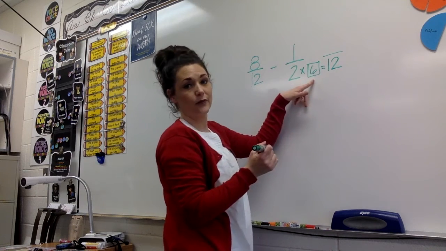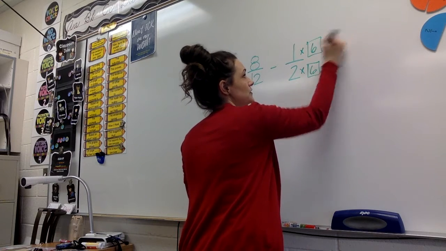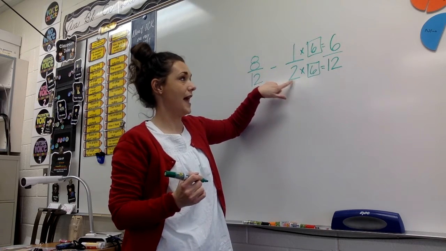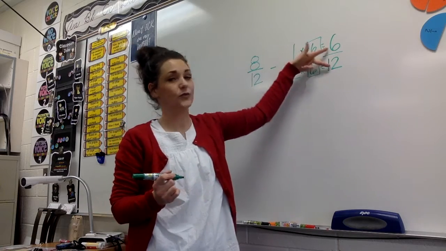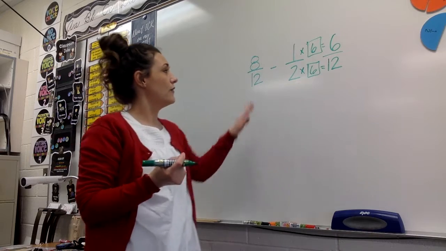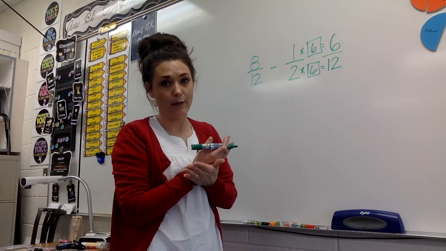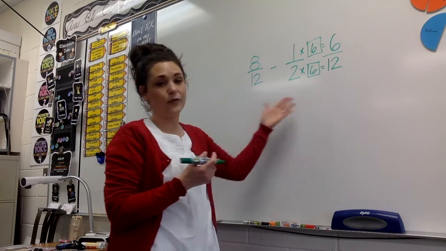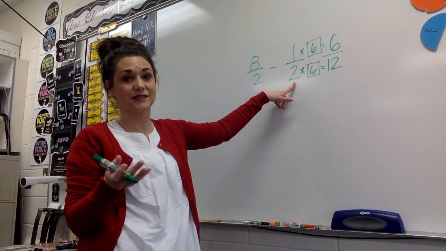And so whatever you do to the bottom, you have to do to the top, all right? So I could say 1 times 6 equals 6. So I basically just renamed 1/2 and made it 6/12. So now I have 8/12 and 6/12. They both have the same denominator. Now, if that 2 didn't go into 12, then I would have to multiply both of them and find the same common denominator again. But this way, I already know that 2 can times into something to make 12.